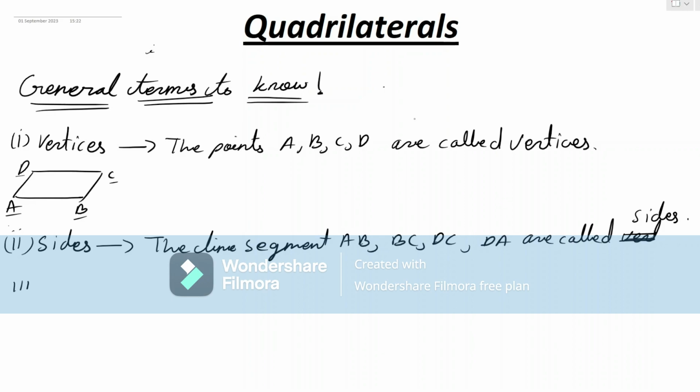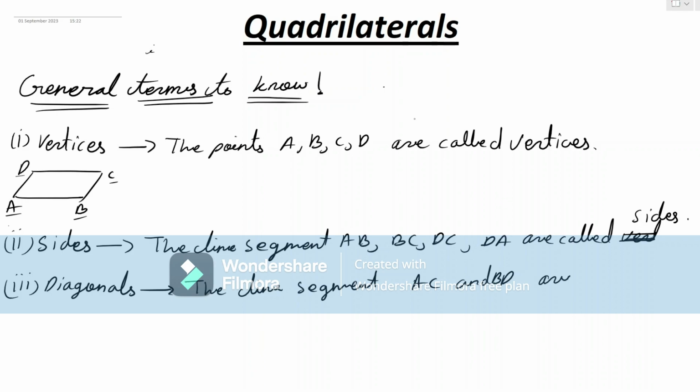Now third, diagonals. Diagonals, the line segments AC and BD are called diagonals.